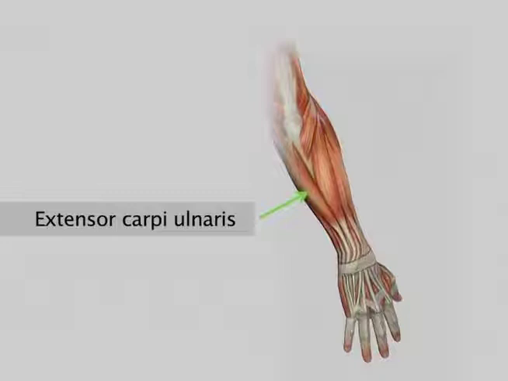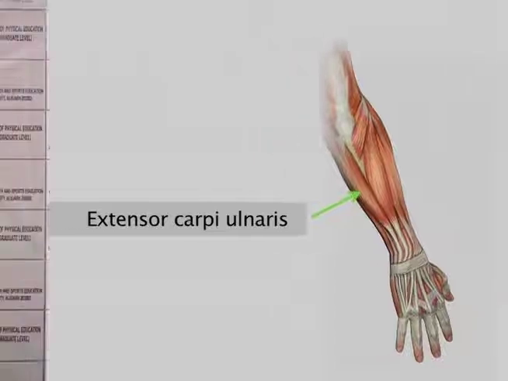Next muscle is the extensor carpi ulnaris. You can see in the picture. Extensor carpi ulnaris, its origin again from the common extensor origin, that is the lateral epicondyle of the humerus, and it is inserted to the posterior surface of the base of the fifth metacarpal bone. Its main function is extension and adduction of the hand at the wrist joint. Adduction means here the ulnar deviation, that is extension along with ulnar deviation of the hand.